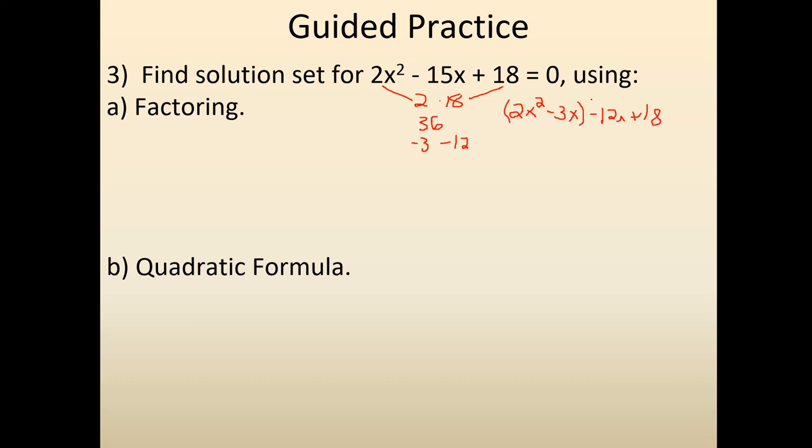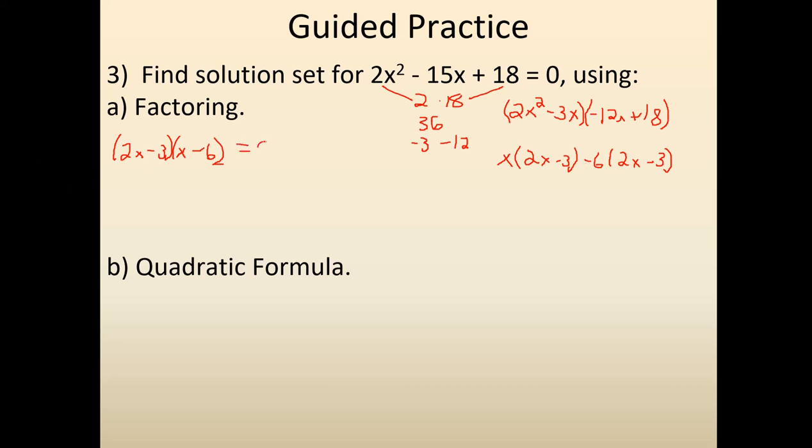Group the first two terms, group the last two terms. And what I have here, the only number I could pull out of there is an x, and I'll be left with 2x minus 3. Over here, the only number that I can pull out is going to be a negative 6. So I'm going to be left with 2x minus 3 here. So my complete factoring will be the 2x minus 3 that I share, and the x minus 6 that's remaining.